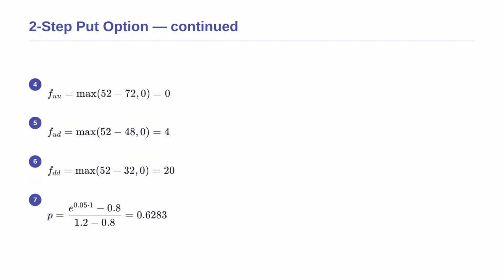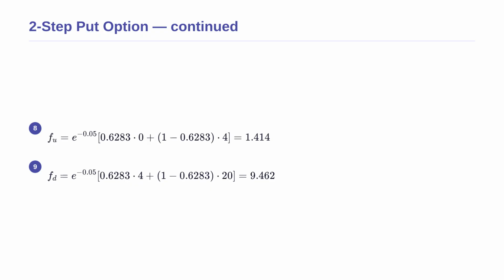Having mapped the final stock prices, we calculate the value of the put option at these 3 final nodes. A put option gives the right to sell at 52. In the double up state, selling a 72 stock for 52 is a loss, so the option is worthless at 0. In the middle state, selling a 48 stock for 52 yields a profit of 4. In the double down state, selling a 32 stock for 52 yields a massive profit of 20. Next, using our 5% risk-free rate, we calculate the risk-neutral probability for a single step, which comes out to 0.6283.